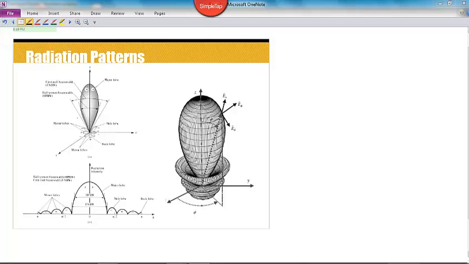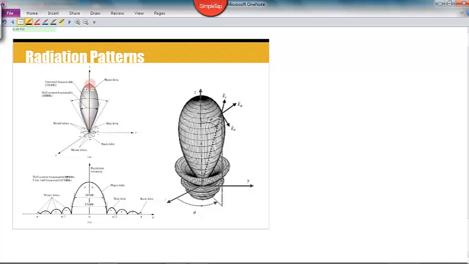In the last video, we talked a little bit about lobes and nulls, and I want to explain exactly what those are. A radiation lobe is any portion of the radiation pattern that is surrounded by areas of relatively weak radiation intensity. So here's a lobe. All of these little finger-looking things are the lobes. And the only definition is that lobes are areas of high intensity radiation that are bounded by areas of low radiation intensity. A major lobe is the radiation lobe that contains the maximum direction of radiation.